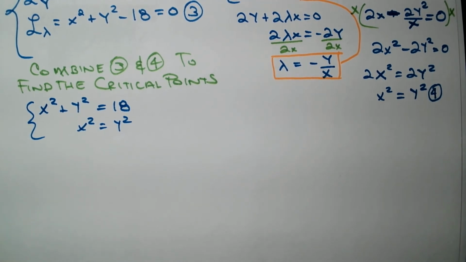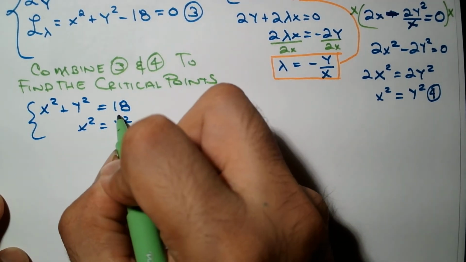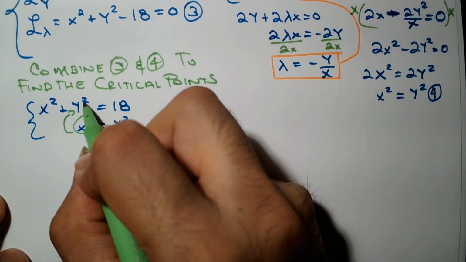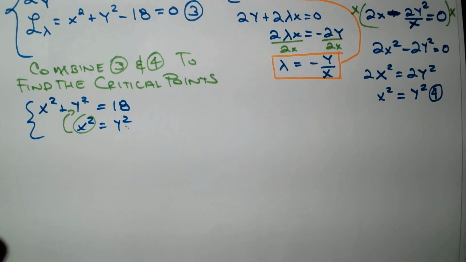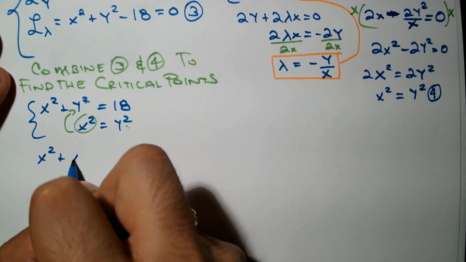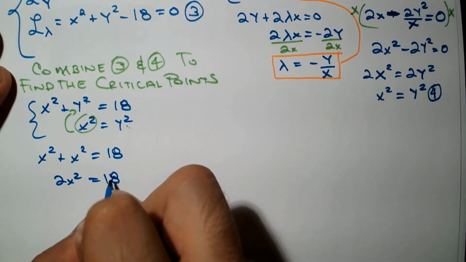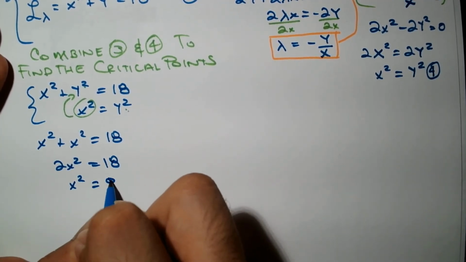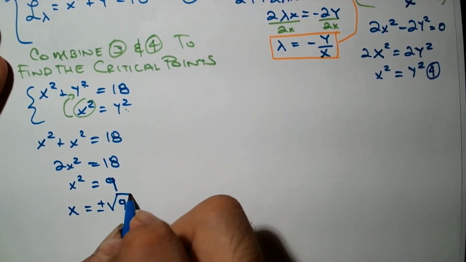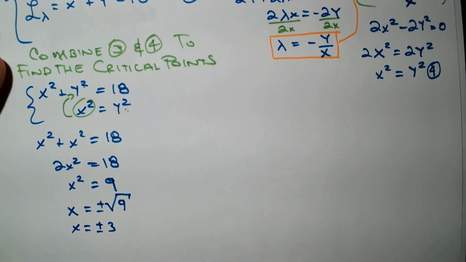So in this case, what am I going to do? I'm going to use substitution again. I'm going to replace y squared with x squared, because y squared can be replaced with x squared. So I'm going to get x squared plus x squared equals 18, which is 2x squared equals 18. Divide both sides by 2, we get x squared equals 9. And then take the square root on both sides, plus or minus the square root of 9, and this is going to be x equals plus or minus 3.